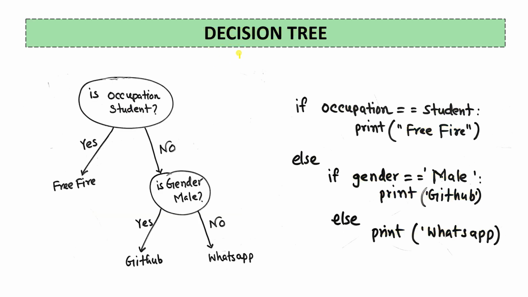Let's go to the next slide. You can see the tree right now. That's our code, or you can say pseudo code. If the occupation is student, it will directly go to Free Fire.